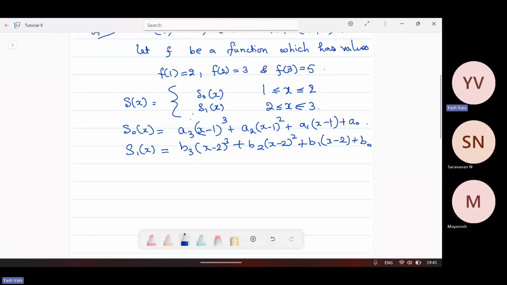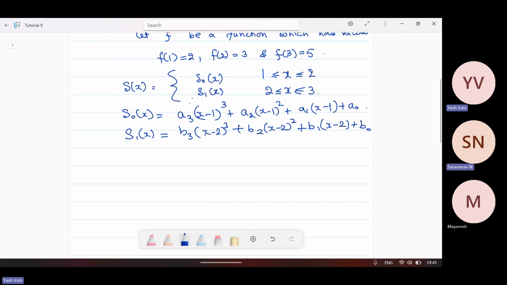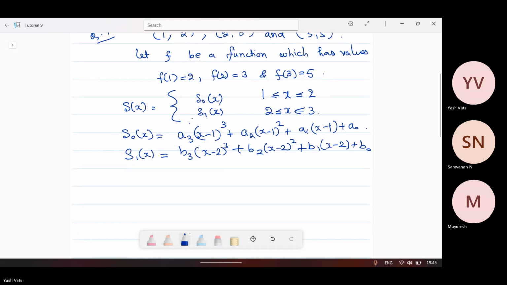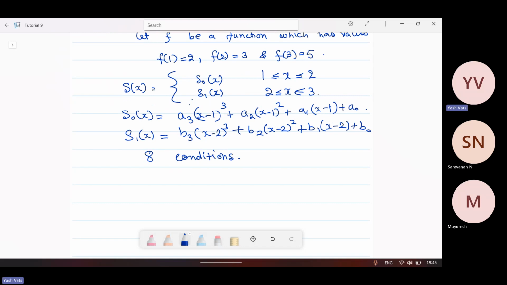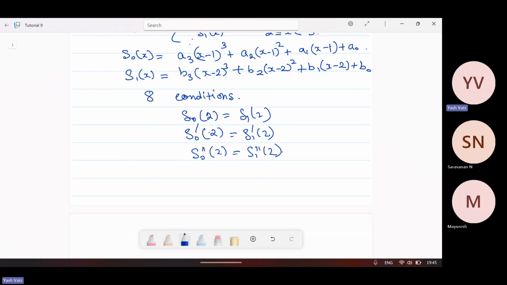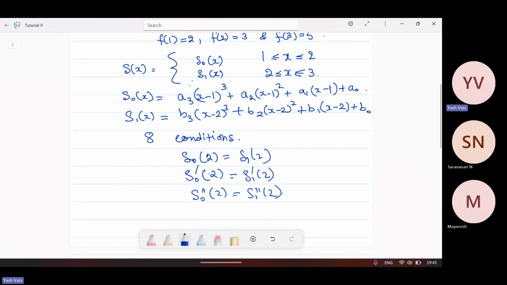You understand, right? So how many conditions do we need here? 8 conditions, right? I won't solve it, but I'll just recall what we have done. First, how many continuity conditions do you have? S naught at 2 should be the same as S1 at 2. S naught prime at 2 should be the same as S1 prime at 2. And S naught double prime at 2 is the same as S1 double prime at 2. These are 3 conditions. Other conditions, do you remember?